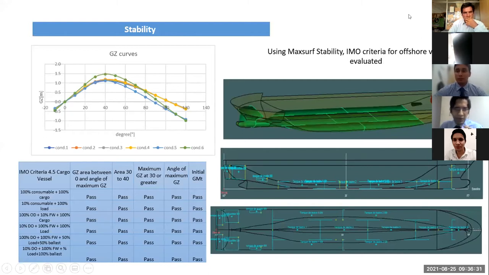Good morning. I'm going to talk about the section on stability. In this section, we analyze the GZ curves, and as we can see, we analyze six load conditions. The analysis was based on IMO criteria. In this case, one of the elements of the IMO criteria was the area of the curve, and all these conditions satisfy the area from 30 to 40. And more, in the angle of maximum GZ, all the conditions satisfy this IMO criteria.